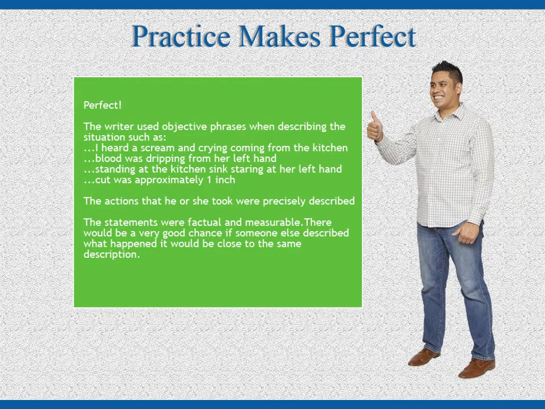Perfect. The writer used objective phrases when describing the situation, such as, I heard a scream and crying coming from the kitchen. Blood was dripping from her left hand. Standing at the kitchen sink staring at her left hand. Cut was approximately 1 inch. The actions he or she took were precisely described. The statements were factual and measurable. There would be a very good chance if someone else described what happened, it would be close to the same description.